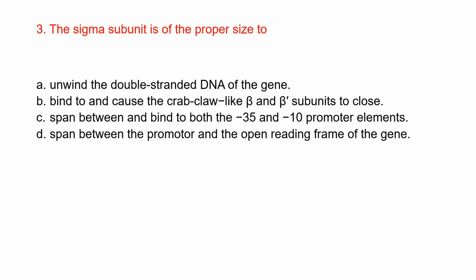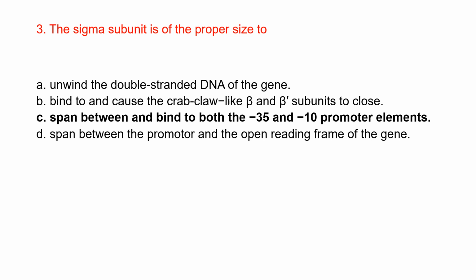Number 3, the sigma subunit is of the proper size to A. Unwind double-stranded DNA of the gene. B. Bind to and cause the crab claw-like beta and beta prime subunits to close. C. Span between and bind to both the -35 and -10 promoter elements. Or D. Span between the promoter and the open reading frame of the gene. The answer is C. Span between and bind to both -35 and -10 promoter elements. So this is textbook for the sigma subunit.